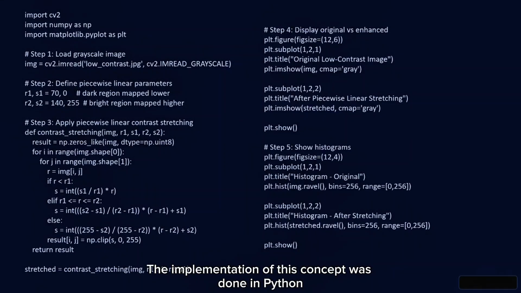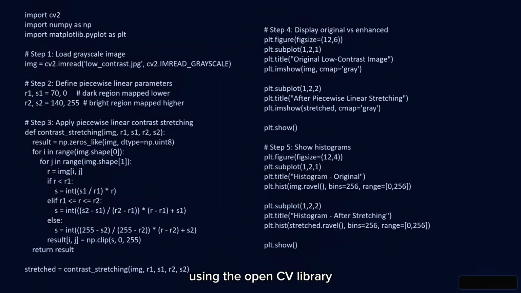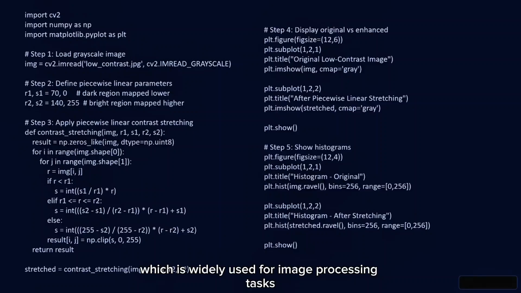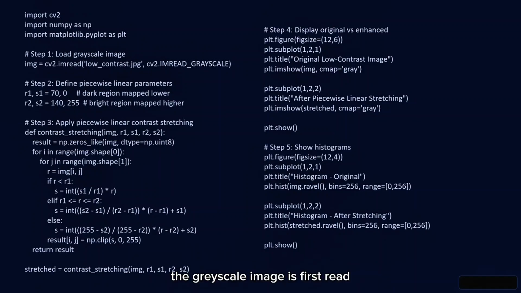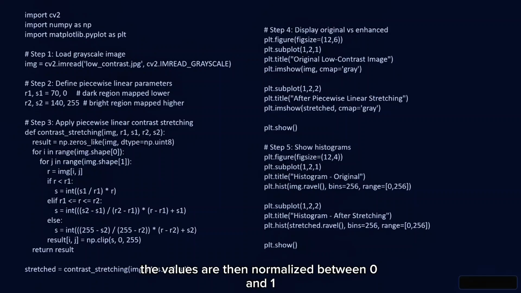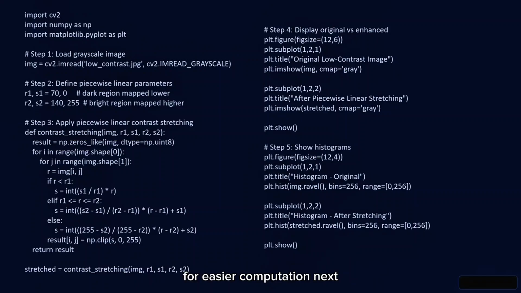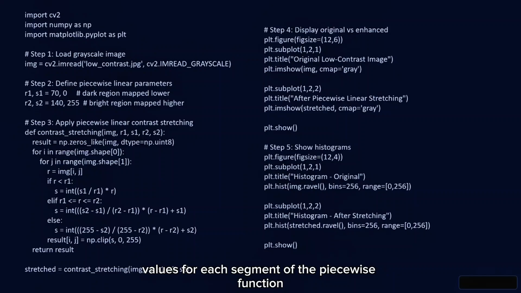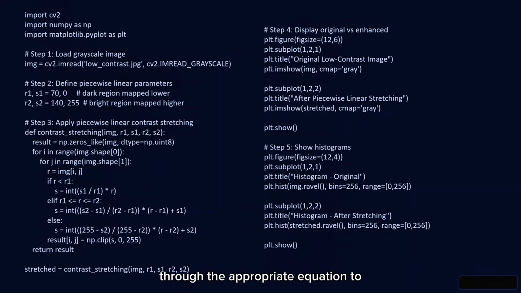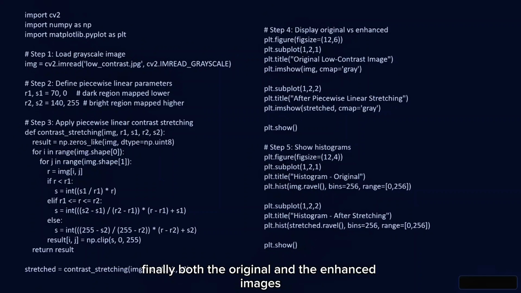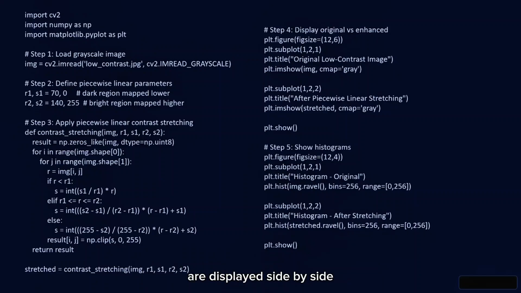The implementation of this concept was done in Python using the OpenCV library, which is widely used for image processing tasks. The grayscale image is first read using the imread function, converting it into a matrix of pixel values ranging from 0 to 255. The values are then normalized between 0 and 1 for easier computation. Next, we define the breakpoints and slope values for each segment of the piecewise function. Using these parameters, the program maps every pixel through the appropriate equation to generate the new intensity values. Finally, both the original and the enhanced images are displayed side by side using matplotlib.